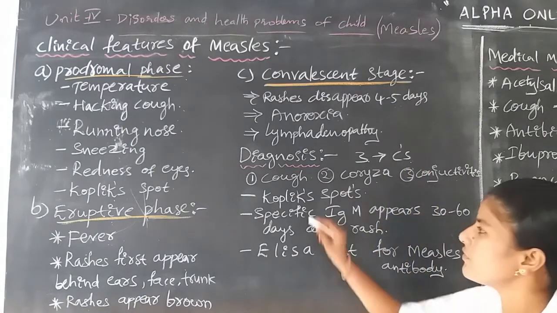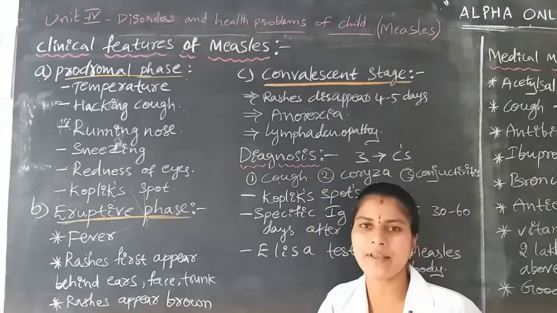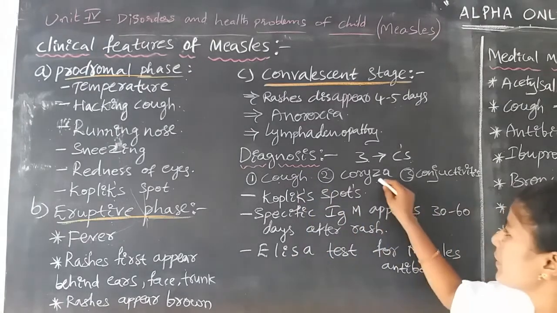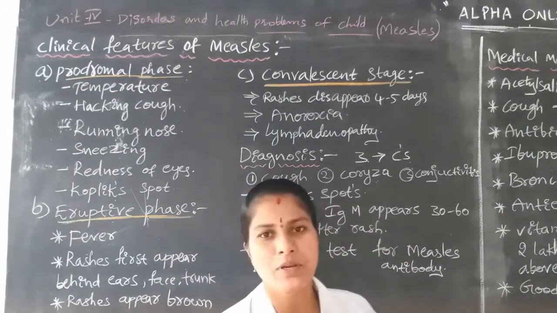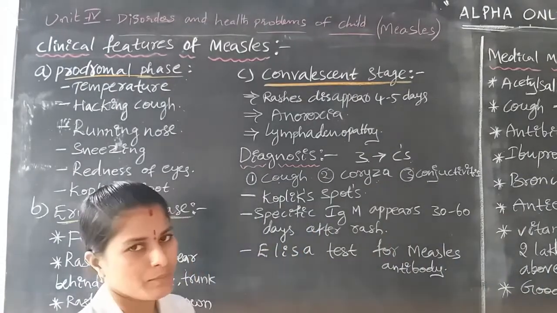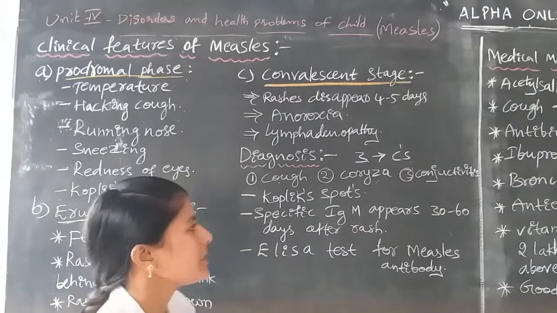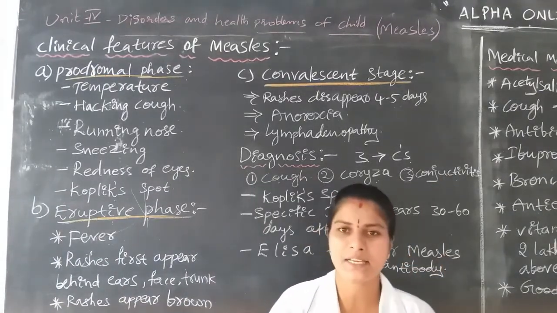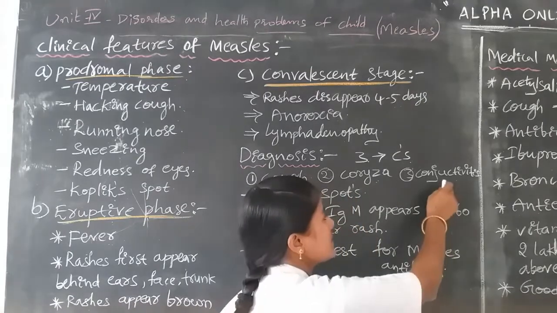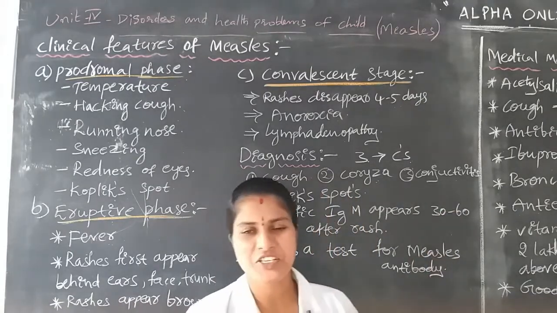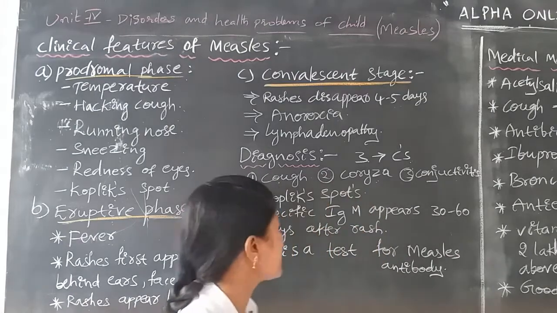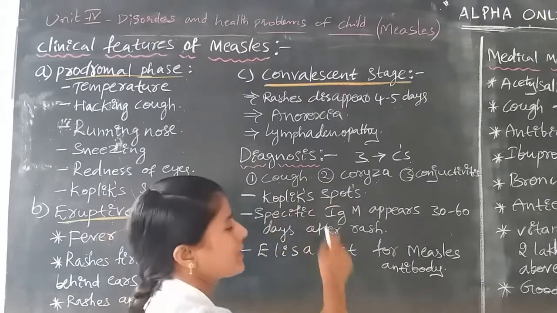Okay, in this the children are having a severe, excessive, frequent cough. Next, coryza, inflammation of the mucous membrane in the nose and mouth. Next, conjunctivitis. Conjunctivitis means inflammation of the conjunctiva. Due to this the children are having lacrimation, excessive tears from the eyes. Okay, next here Koplik spots.